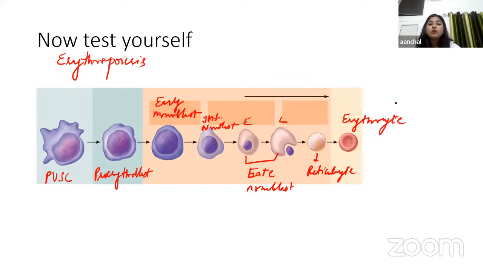So this is all about the stages of erythropoiesis, and we already know that as the stages proceed, the size of the cell will decrease, the size of the cytoplasm will increase, the size of the nucleus will decrease, and finally it degenerates in the late normoblast. The appearance of hemoglobin occurs in the intermediate normoblast, and mitosis stops at the late normoblast, right?